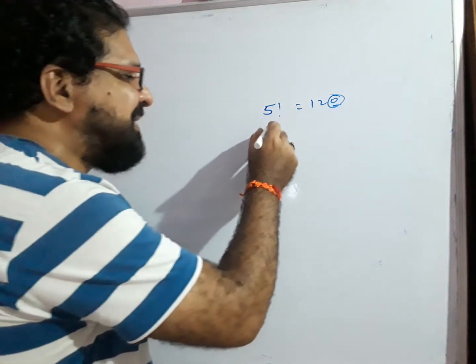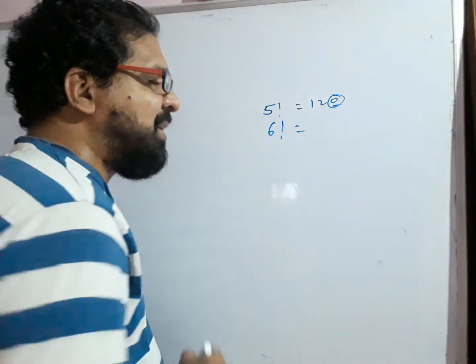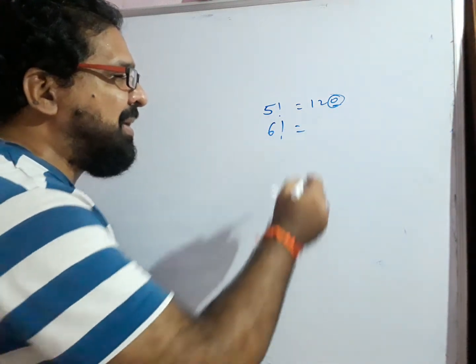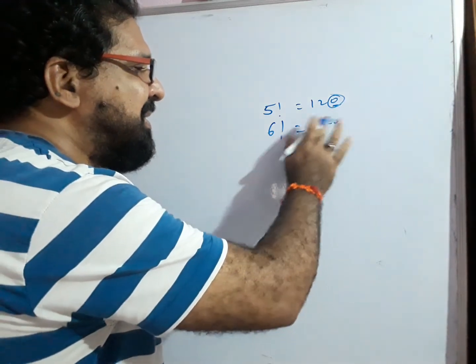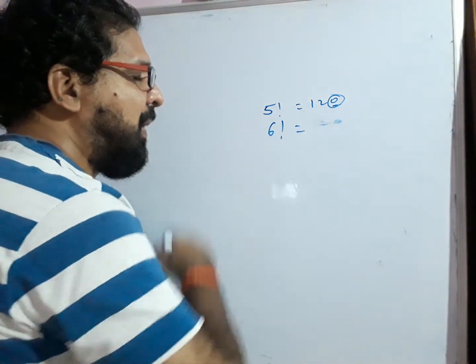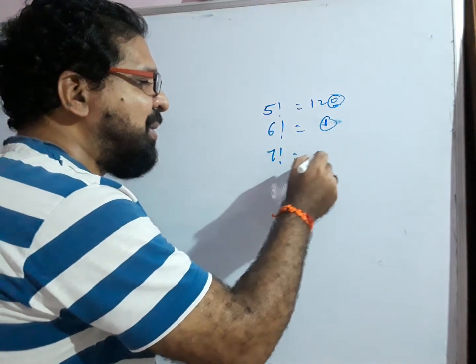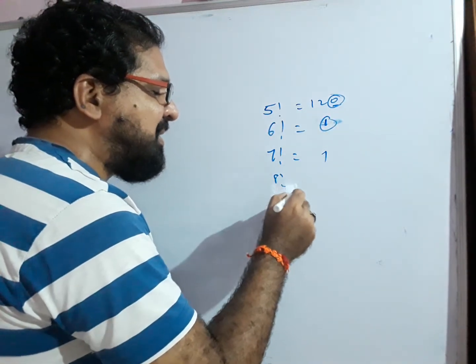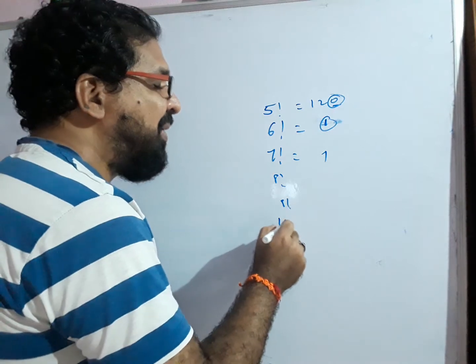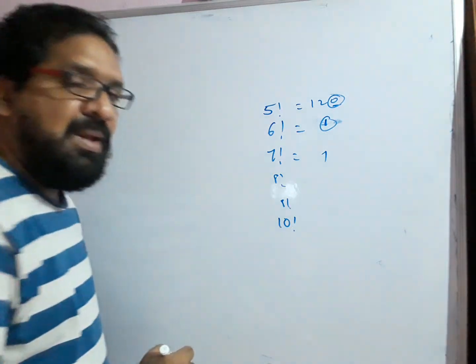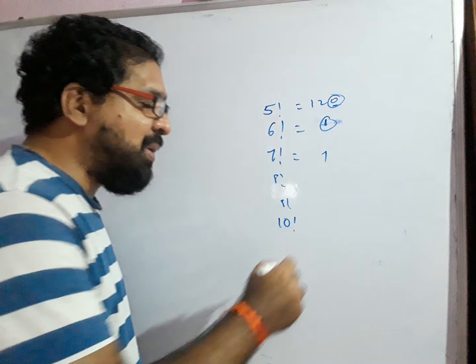Whereas in 6 factorial also, how many zeros will there be? Yeah, the same, because here also there is only one zero. So 7 factorial also, how many? Only one zero. 8 factorial also one zero. 9 factorial also one zero. Whereas again in 10 factorial, the number of zeros is going to change.